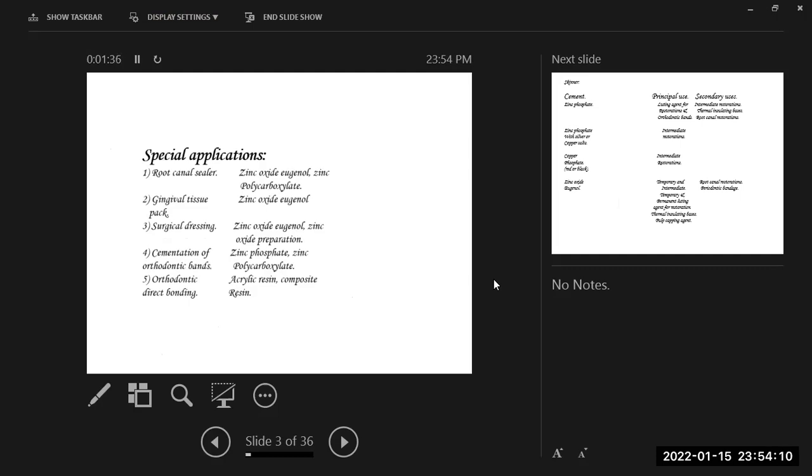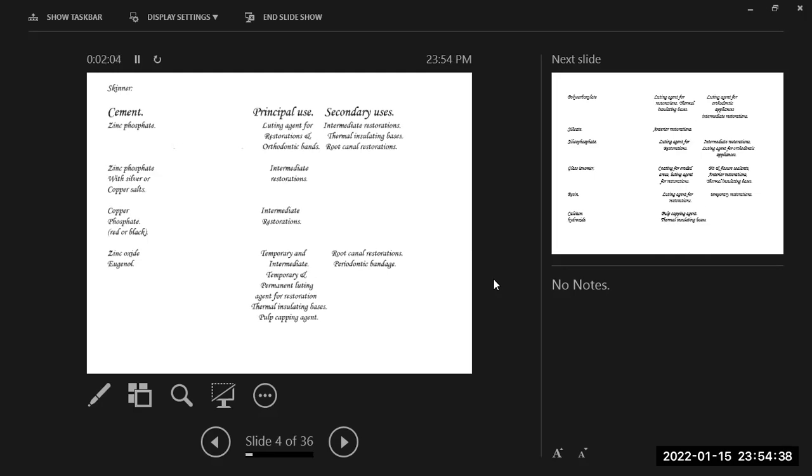You have root canal sealers like zinc oxide eugenol and zinc polycarboxylate, and then you have gingival tissue pack, which is zinc oxide eugenol, and then for surgical dressings, you use zinc oxide eugenol along with zinc oxide preparation, and then you have cementation of orthodontic bands with the help of zinc phosphates and zinc polycarboxylates, and then you have orthodontic bondings done with the help of acrylic resins and composite resins.